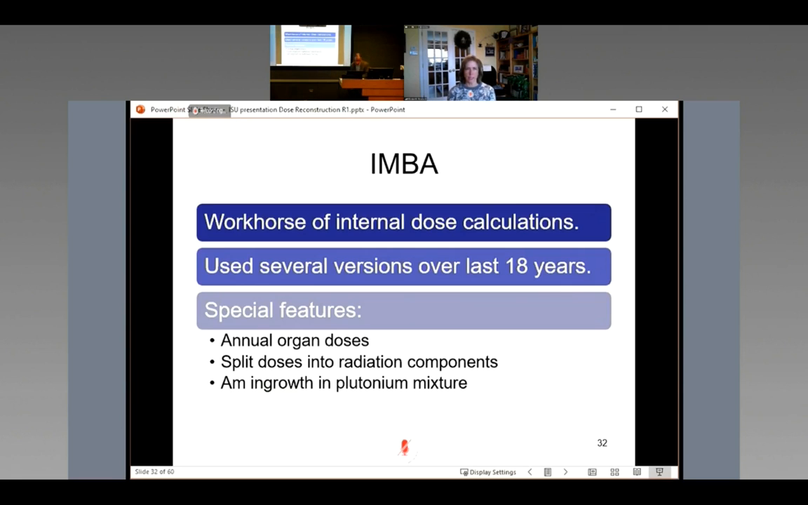I don't think that that's in the most recent version that we got, but years ago, to simplify it, because it took a long time to run IMBA when it was splitting the doses, I'll talk about efficiency measures more later on, but we've assigned a single radiation type to each nuclide for convenience. It was always claimant favorable, but it greatly simplifies things to assign a nuclide to one particular radiation type. It also includes americium growth and plutonium mixtures, which we have to use quite frequently.